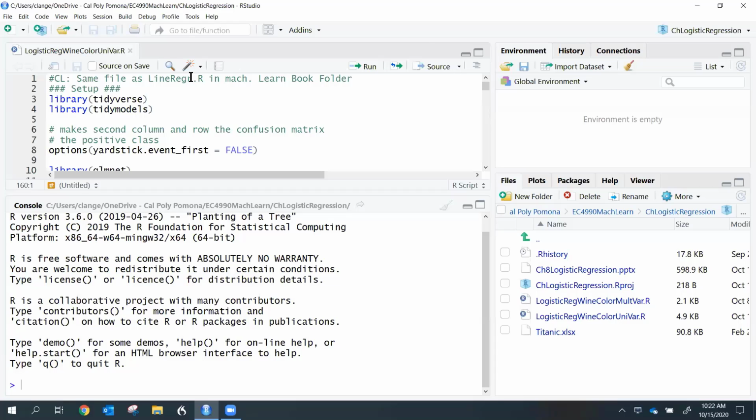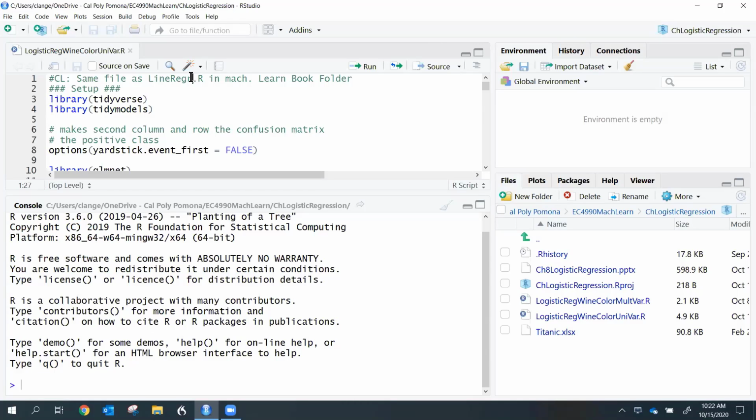So our goal here is, we have many records with wine data, and we want to predict if it's a white wine or a red wine. So our outcome variable is a categorical variable, and that makes it a little bit different. And we want to use logistic regression for this.